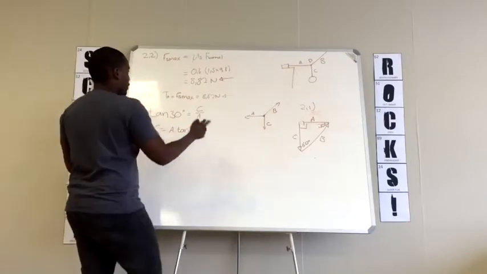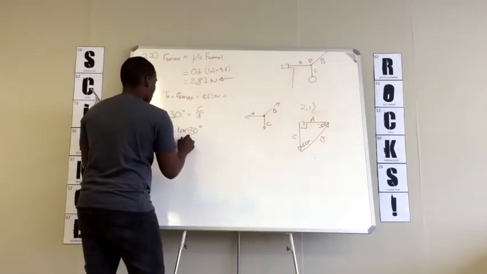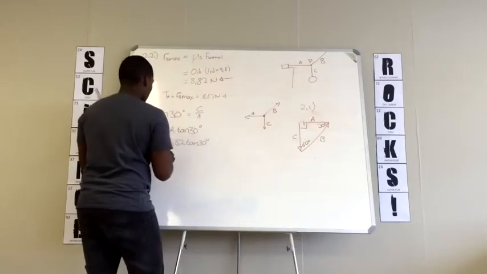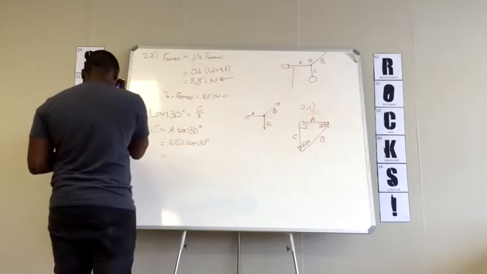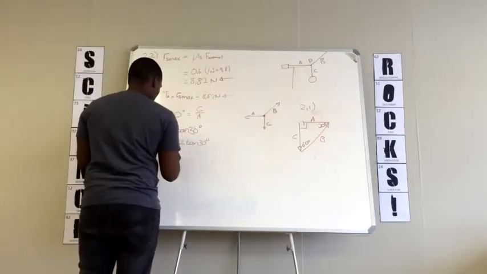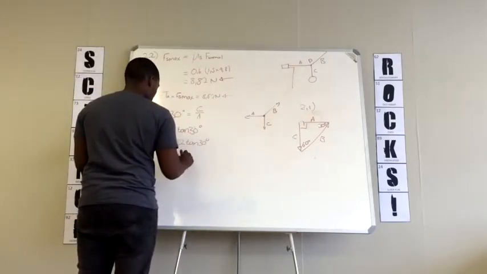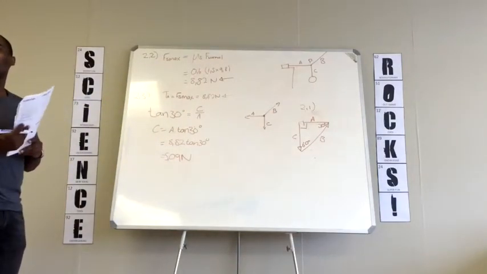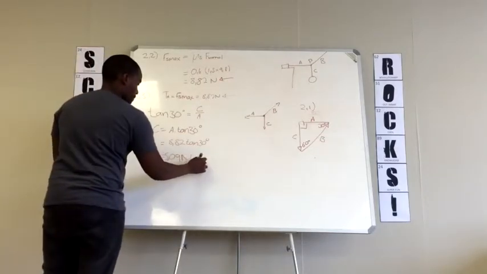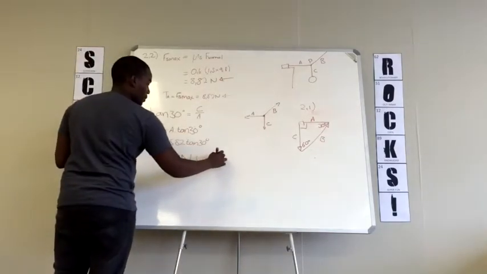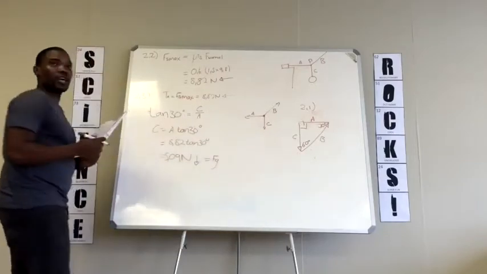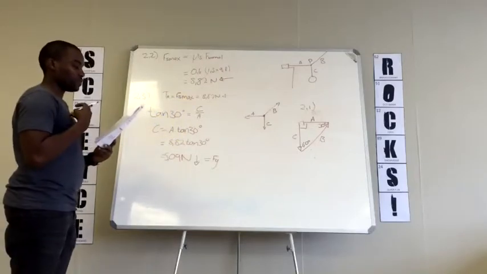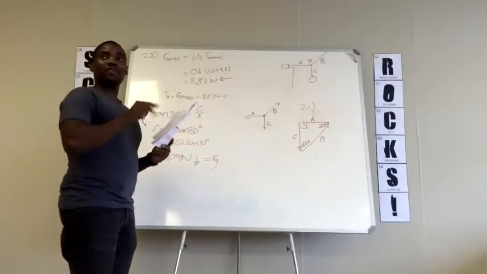And then I can plug in my value for A, which is 8.82 times tan of 30 degrees. And what's the answer that I'll get? 5.09 newtons. Direction? Downwards. Okay, cool. And that is equal to my F_G of whatever object is at the end of C, like my lamp in this case. Is everyone with me?